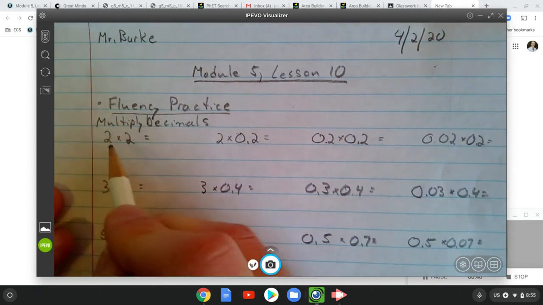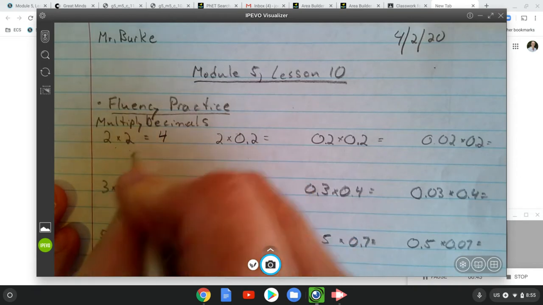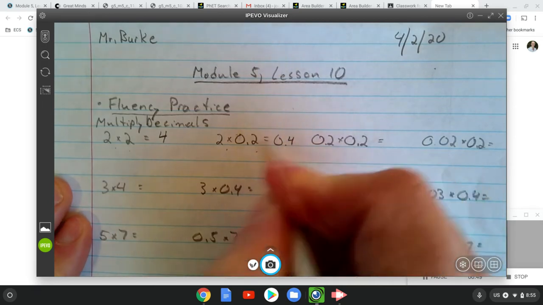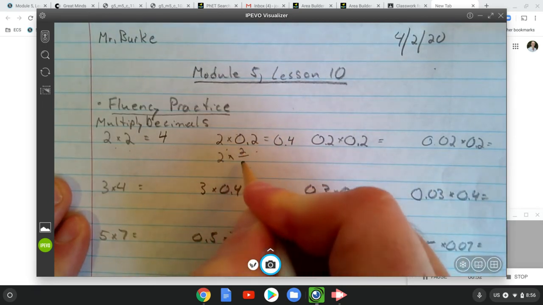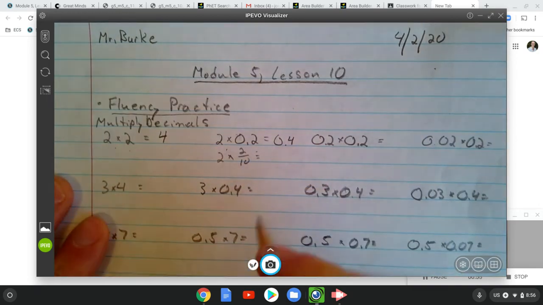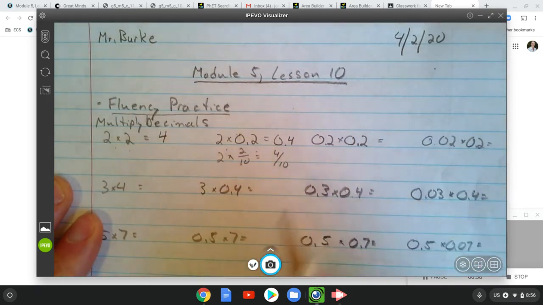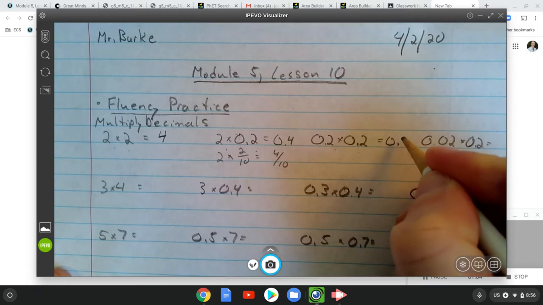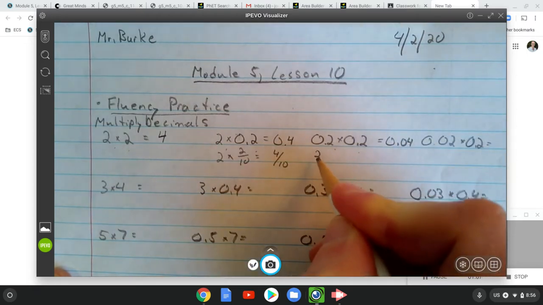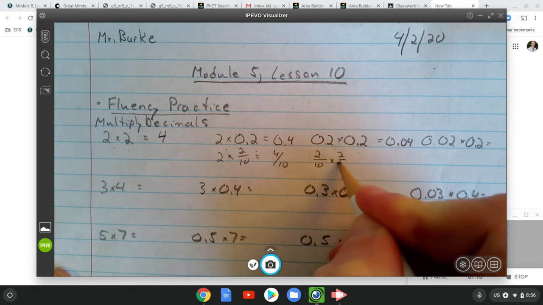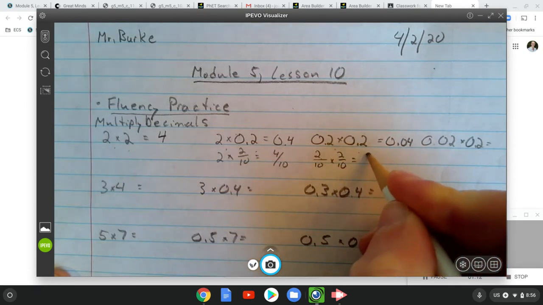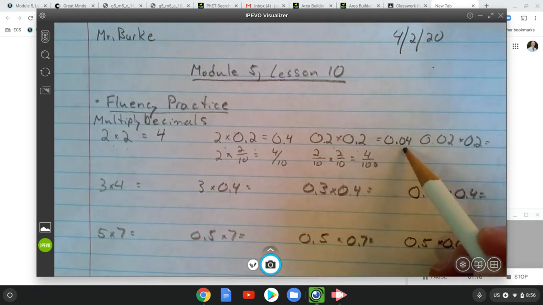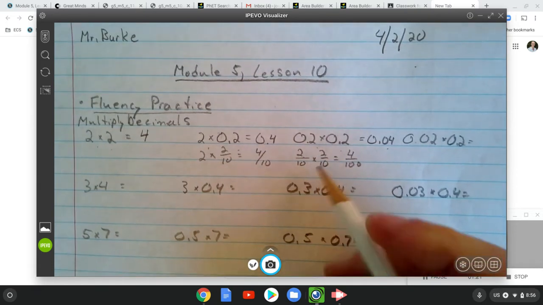So we have 2 times 2, that's just 4. 2 times 2/10, that's 4/10. It's helpful to remember that we are also talking about that, right? So it's 4/10. These are equivalent. 2/10 times 2/10, that's 4/100. And it is helpful to remember that here we're talking about 4 over 100, right? So if you're confused about where these decimals are going, that will help you. This thinking of the decimals as a fraction will help you.